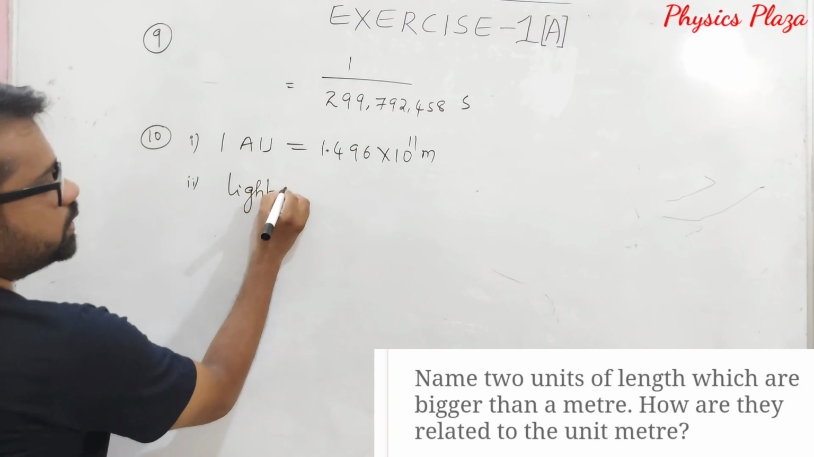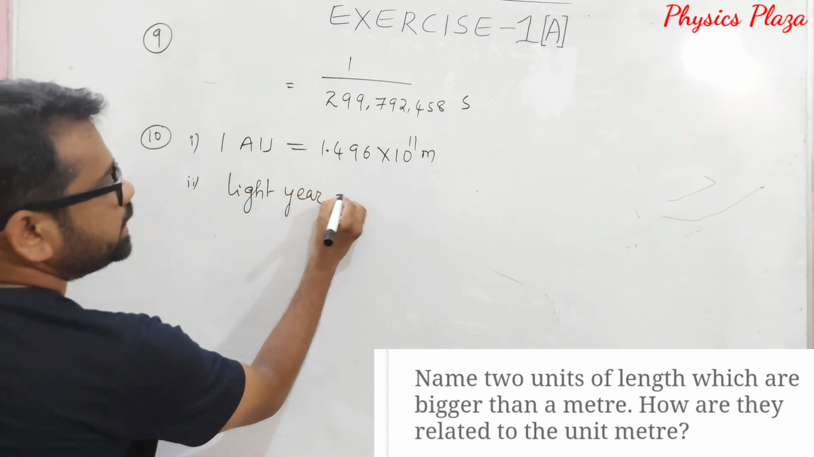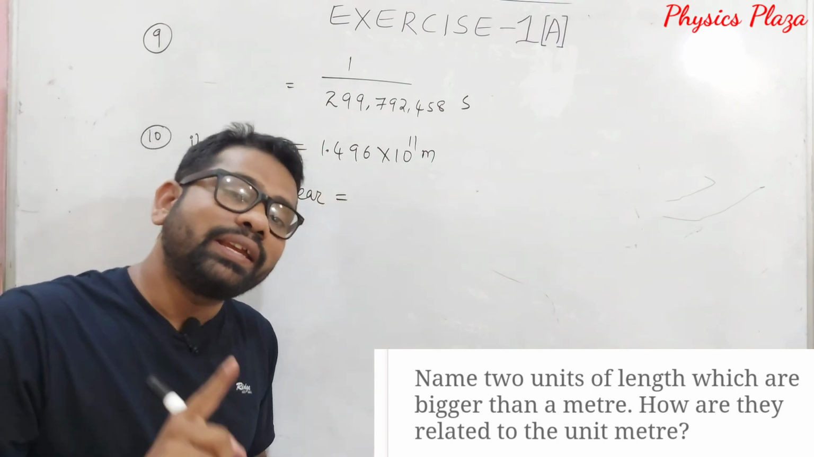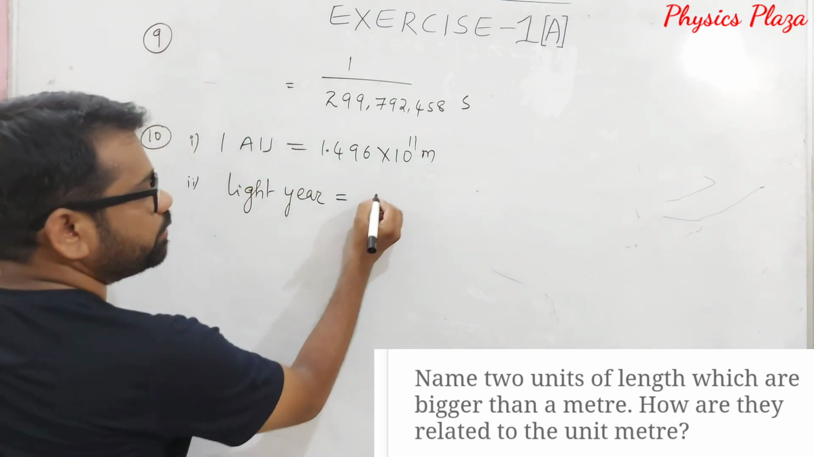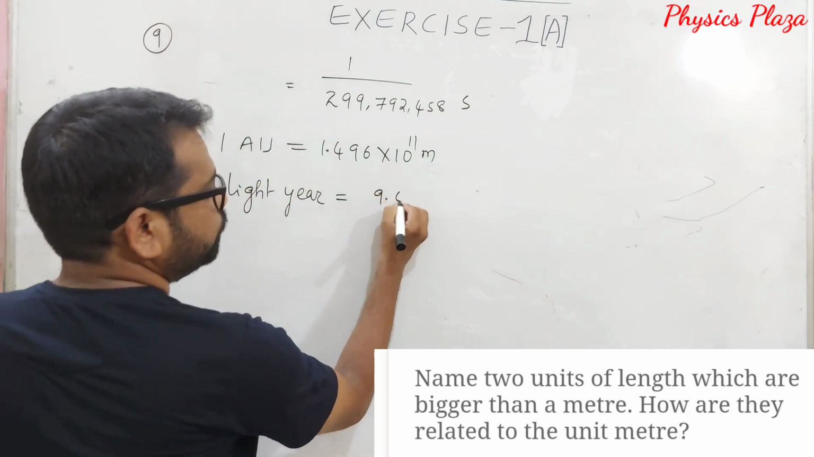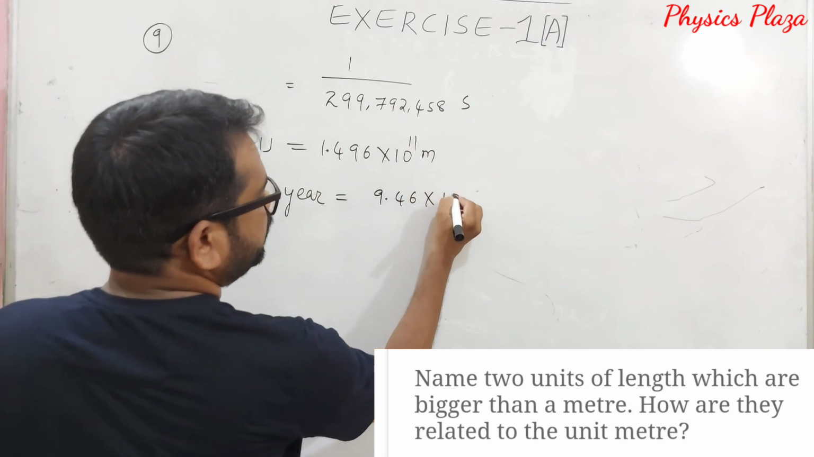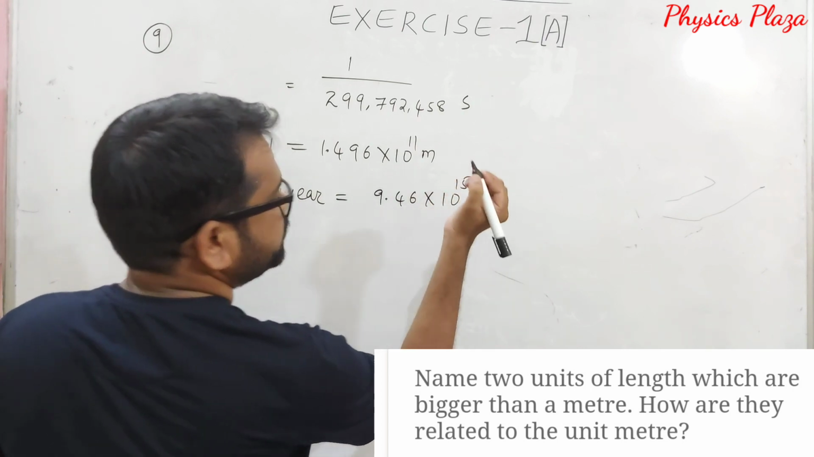Light year. Children, don't get confused. Of course, year is a unit of time, but light year is a unit of distance, which is equal to 9.46 into 10 to the power of 15 meters.